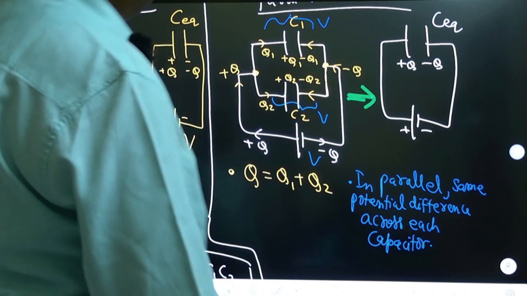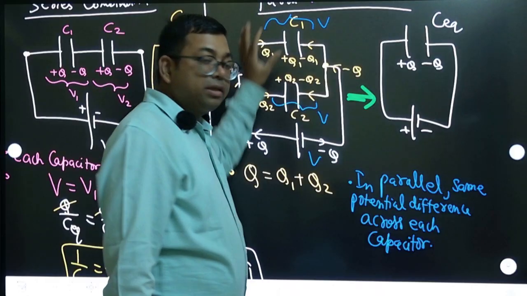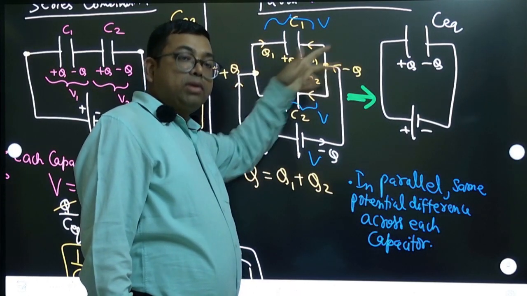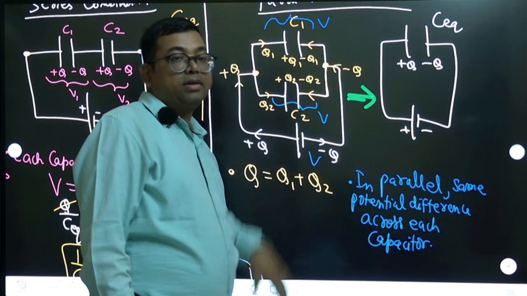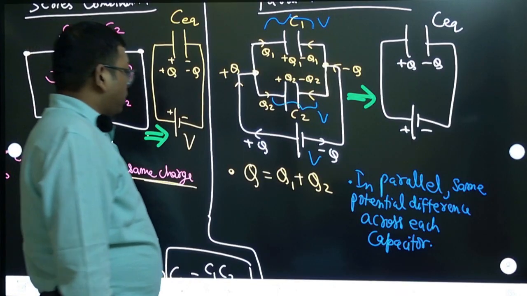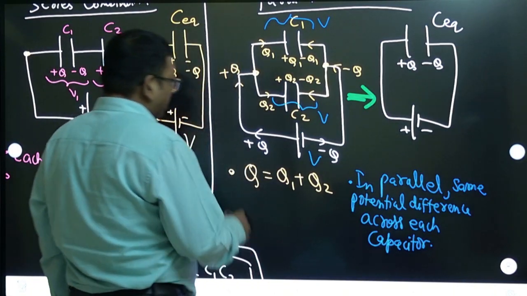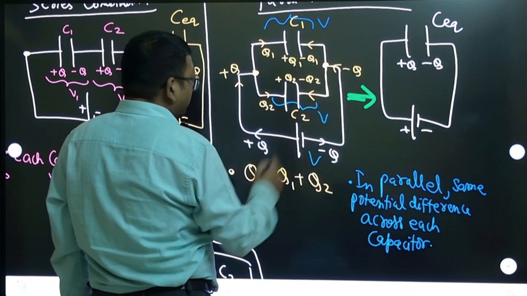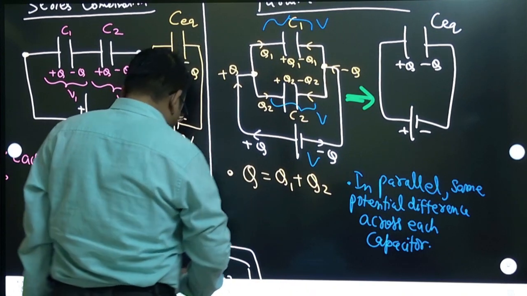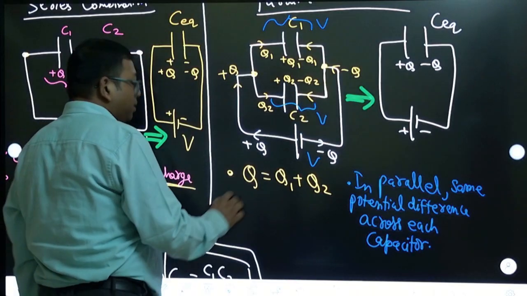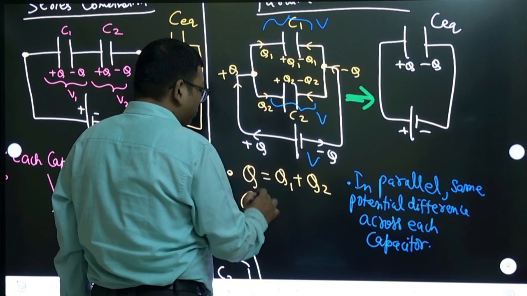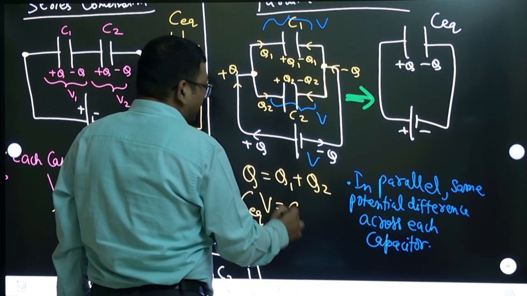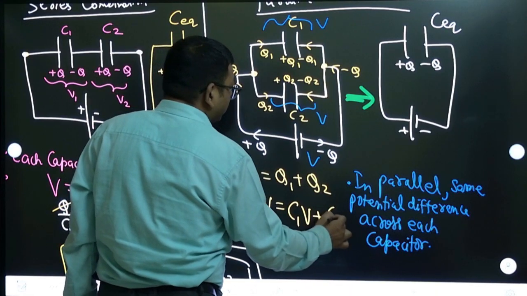Charge may be equal if both the capacitors are the same, C1 and C2 are equal, then equal charge will divide. Otherwise charge will not be equal, correct? Okay, so now let us apply. Again Q we will write as C equivalent into voltage. Q1 we will write C1 into voltage, Q2 we will write C2 into voltage.